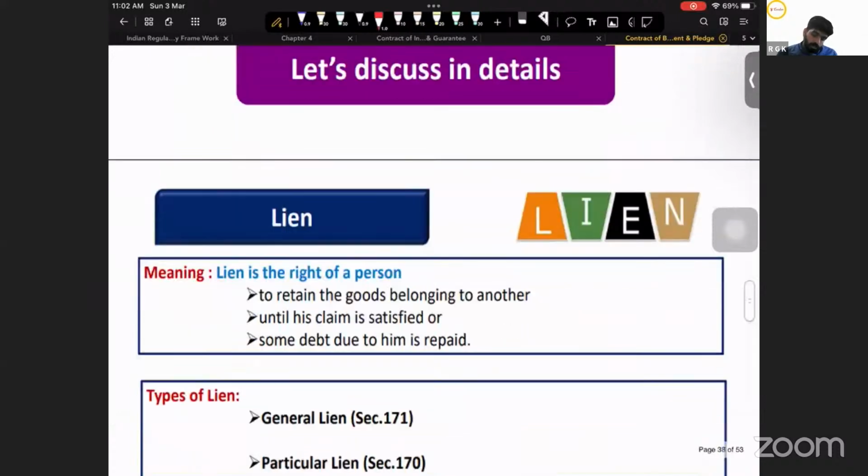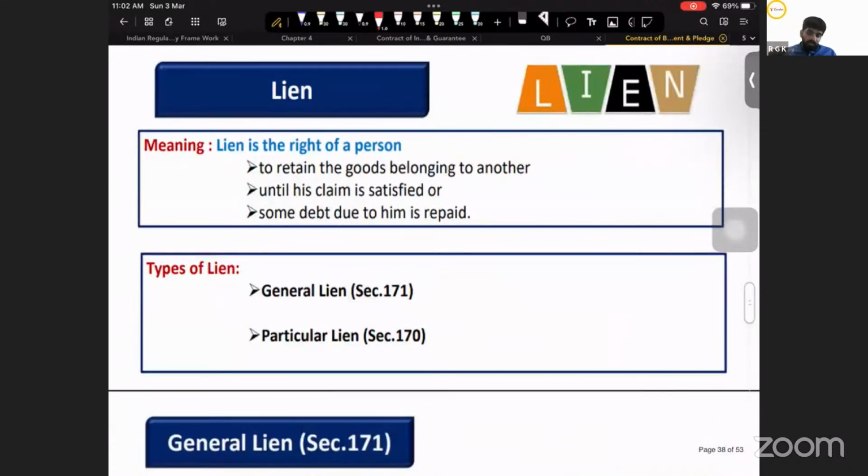Yes. So let us briefly discuss this. Lien is the right of a person to retain goods belonging to another until his claim is satisfied or some debt due to him is repaid. Types of lien: general lien, particular lien.